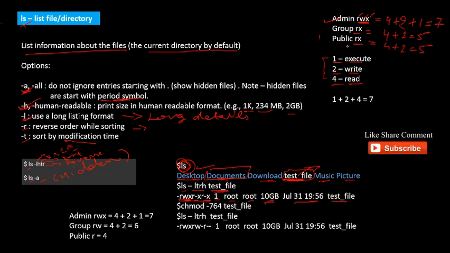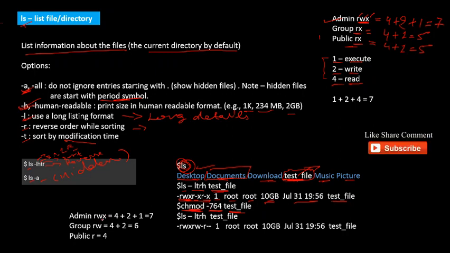But we want only read access for public, and for group we want read and write access only. So for that we need to use the chmod command, then the number, and then your test file on which you want to run it.